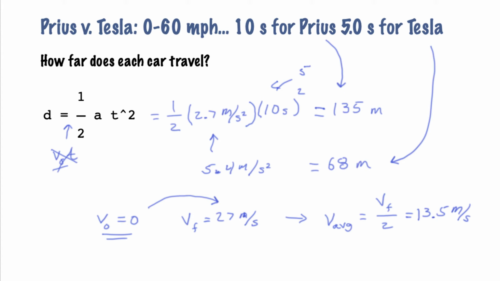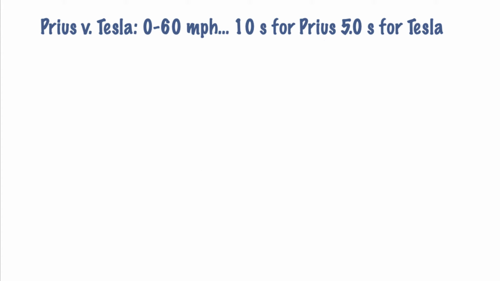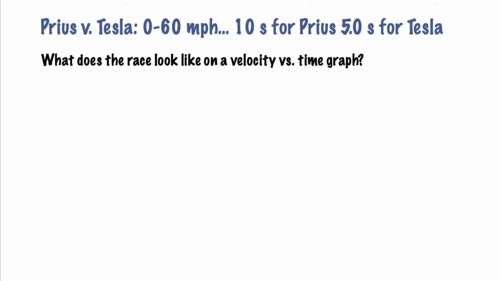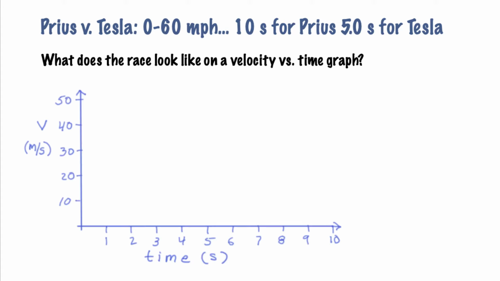So there's one other thing that I'd like to look at here, and that is, what do these circumstances look like if we make a velocity versus time graph? We'd like to know, if we were to visualize the car's velocity and how it changes over time, what would that look like on here?